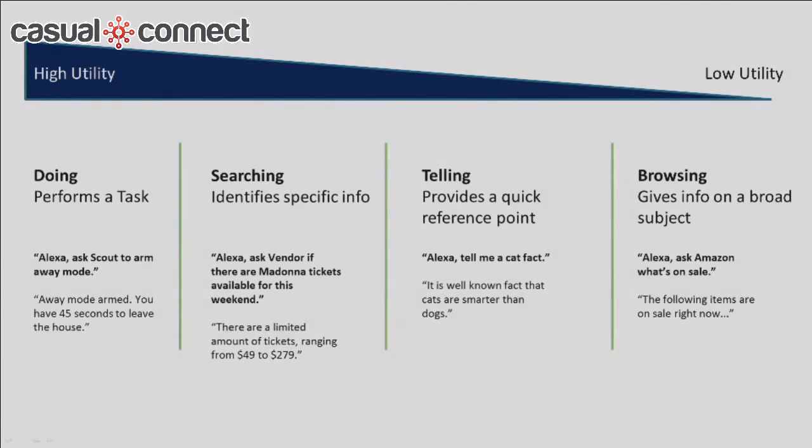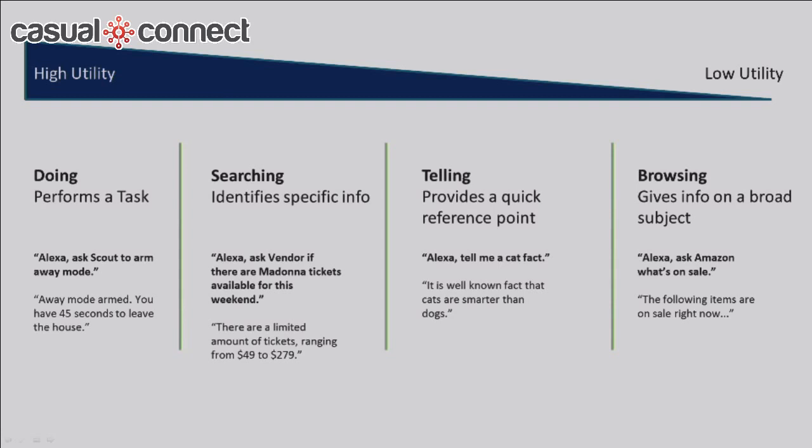Well, let's take a look at a utility chart here. I'm going to start on the right-hand side with low utility: browsing. Now, browsing is pretty much what it sounds like. You get this huge results set. In the worst case scenario, what you're going to do is read your poor customer a list of Google search results. Painful. Please don't do that.